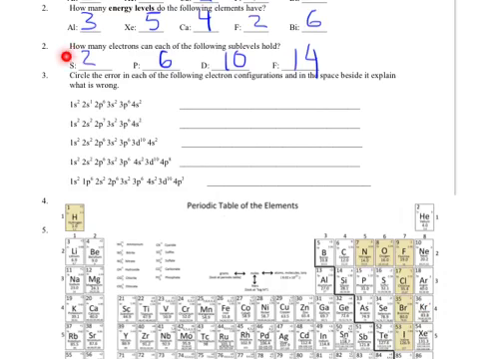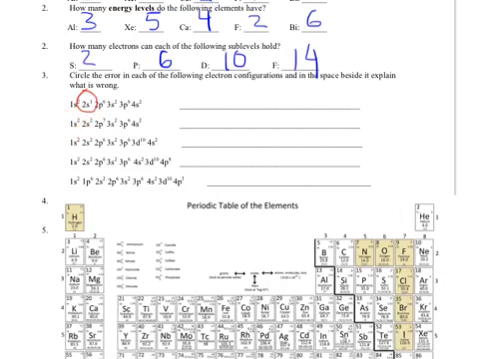So s's can hold 2, p's can hold 6, d's can hold 10, and f's can hold 14. And you always fill one before you go to the next. So let's just try this. 1s2, yep. From there we should fill in the 2s, but look, we only have one. So our problem here is that we should have filled that s sublevel before we went on to the 2p6.